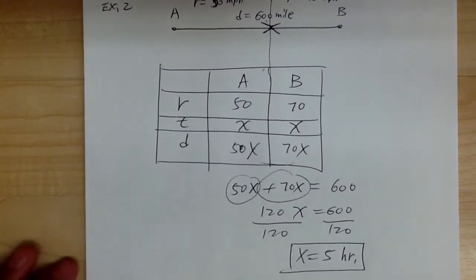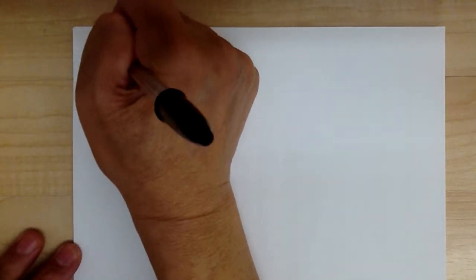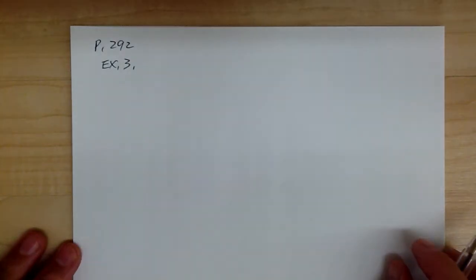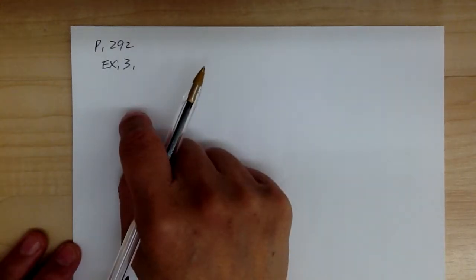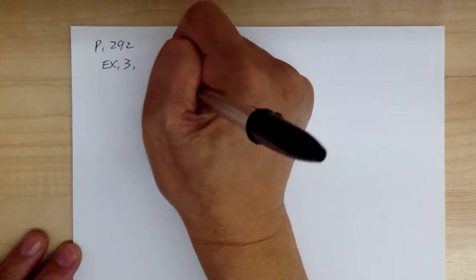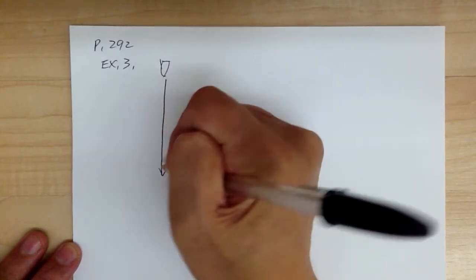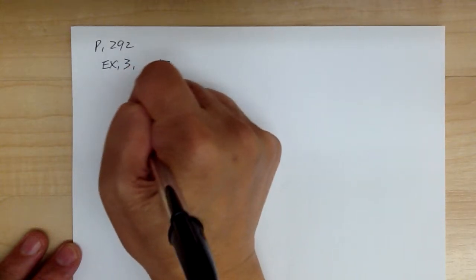Okay, let's go to example 3. Example 3 is another type. So the 3 examples are 3 different types of distance problem. Okay. So example 3 is a boat. So draw a boat, and it's cruising downstream. So that's why you're going down, right? So cruising downstream for 4 hours. So t equals 4 hours.